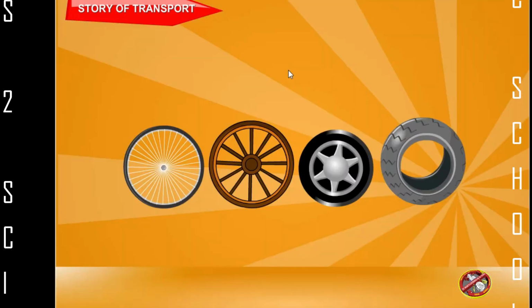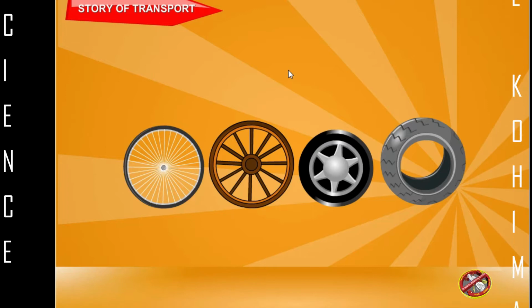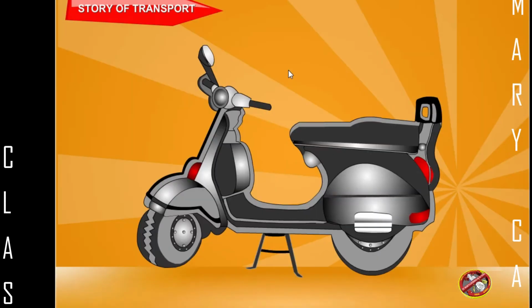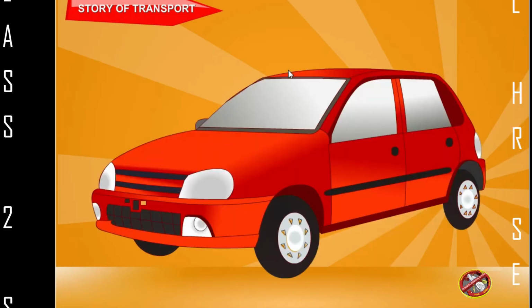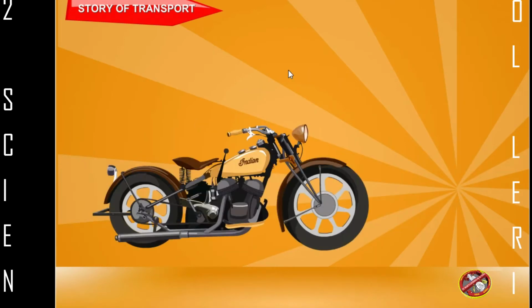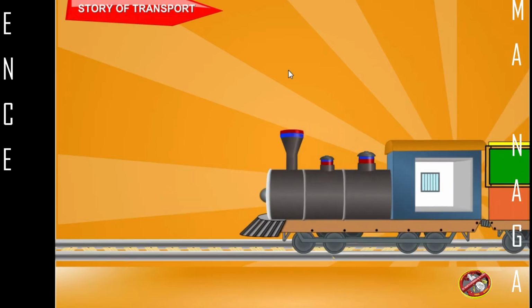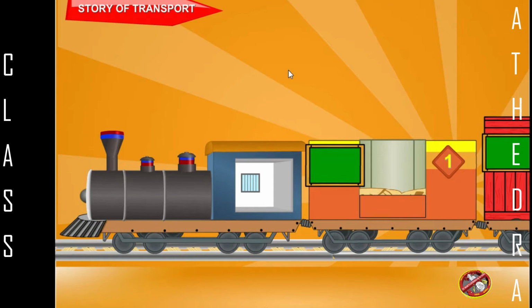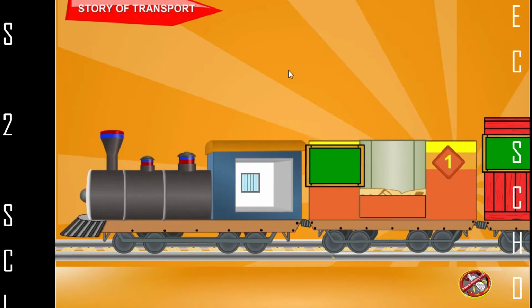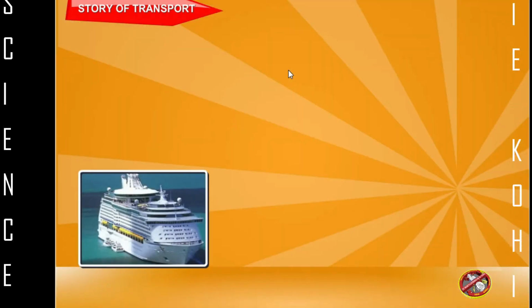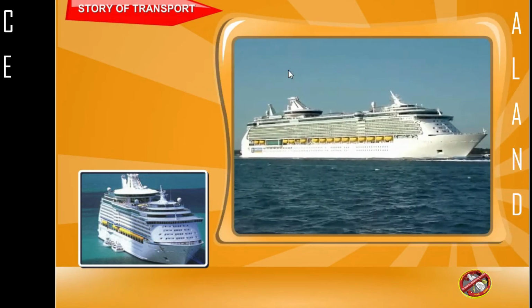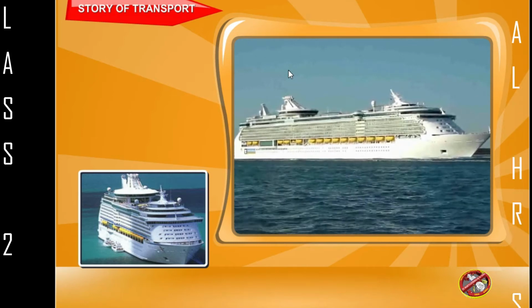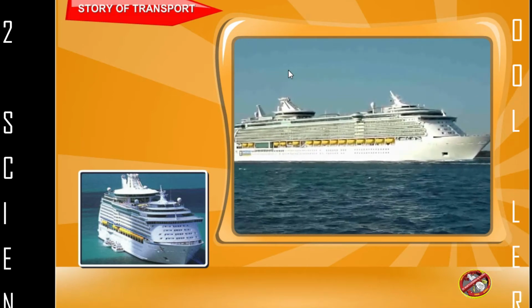The wheel is now the basis of all our vehicles: bicycles, scooters, cars and motorbikes. The invention of steam engine introduced a new source of power. It led to the development of trains and automobiles. Motorized ships were used as means of transport on water. These inventions greatly reduced the time to travel from one place to another.